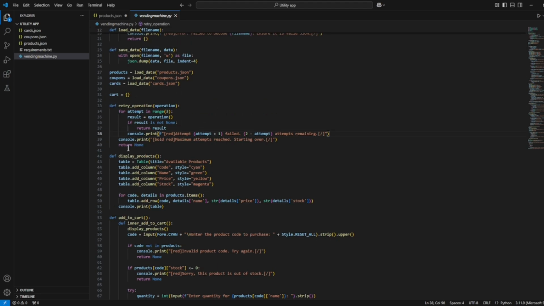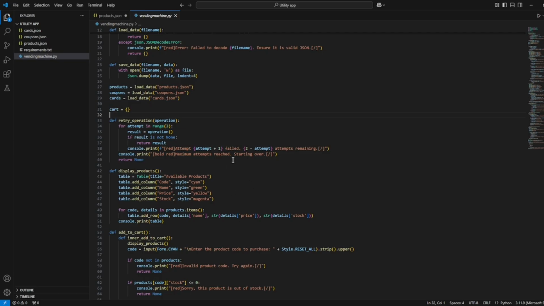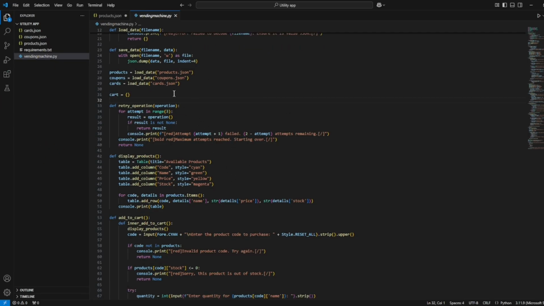And now here I have also made an attempt counter. If you do something which is invalid for my vending machine, you will have a total of 3 attempts. If you run out of the 3, you have to start again from the beginning.